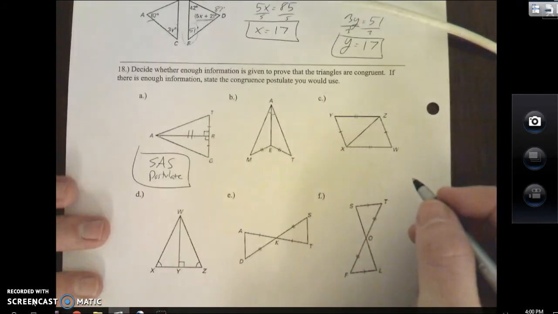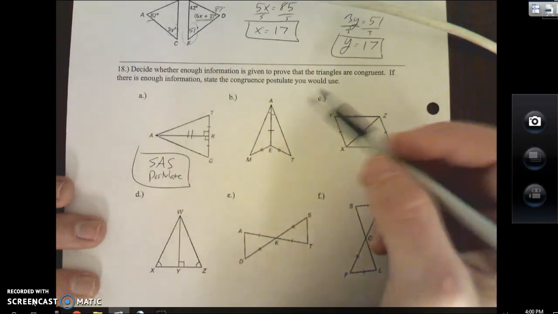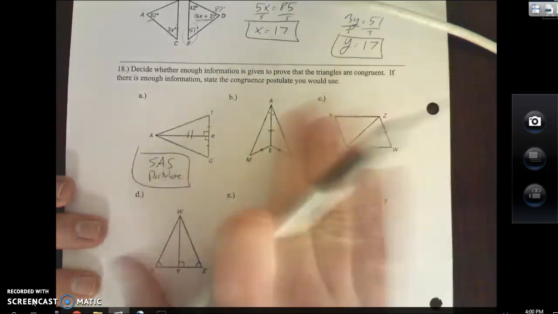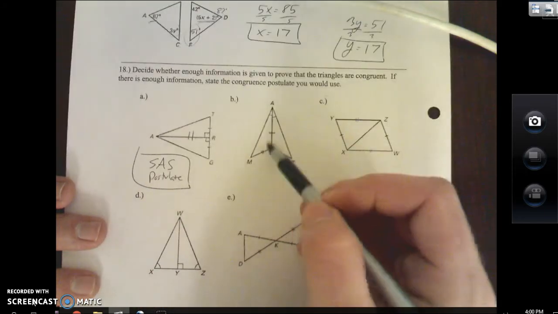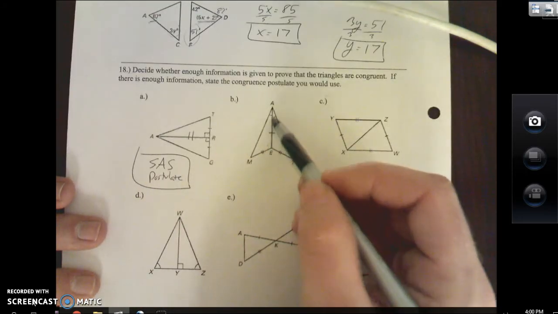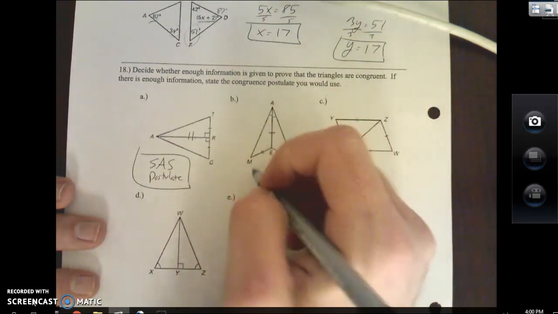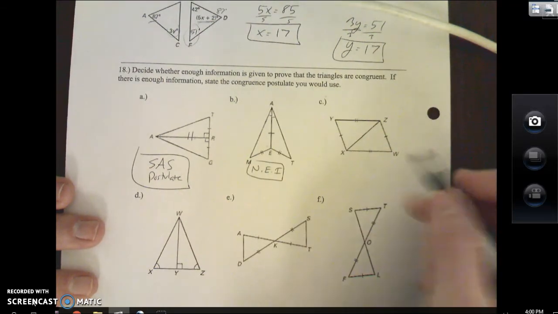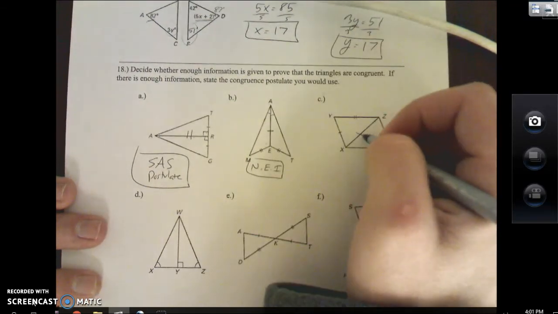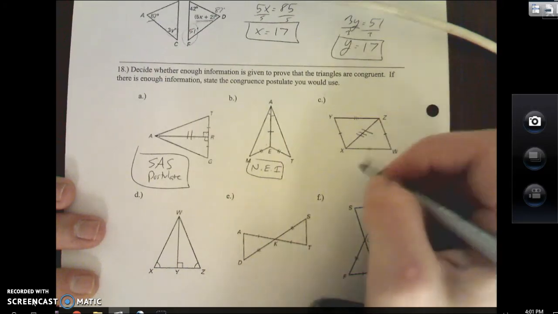Okay, wonderful. For part B, they share this side in the middle. But be careful. I've got an angle, I've got a side, but please note where it's at. The angle is not in between them. This is that ASS, or SSA, that we can't use. So this is not enough information. It could be congruent, but we don't know. Part C is everybody's favorite. Common side, side, side, side.